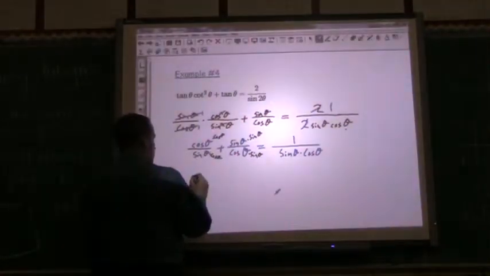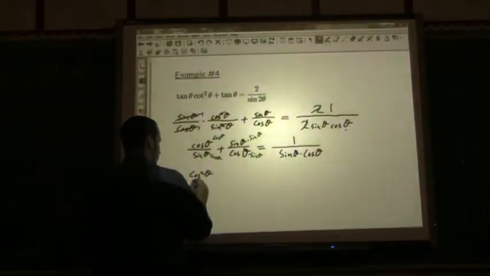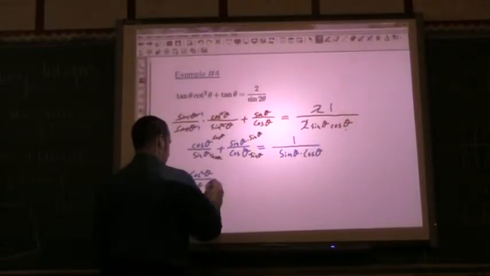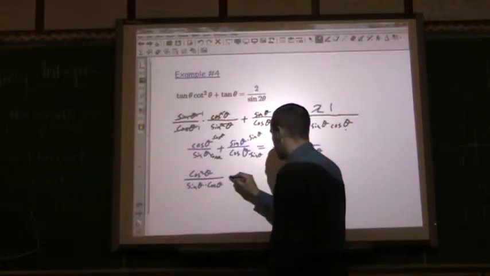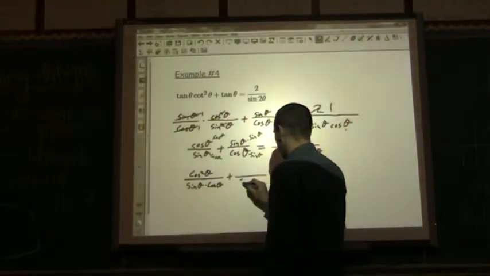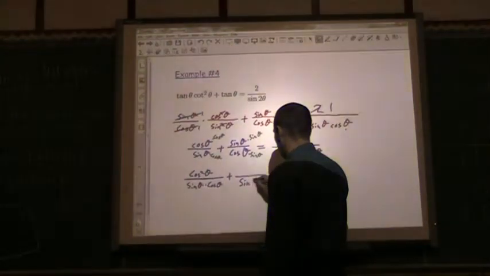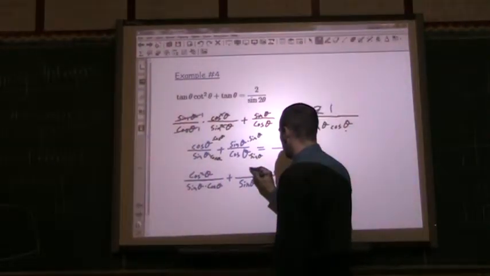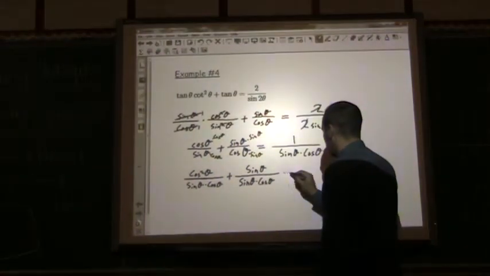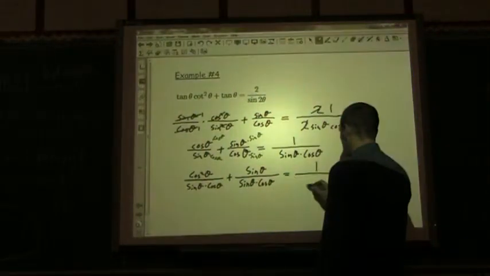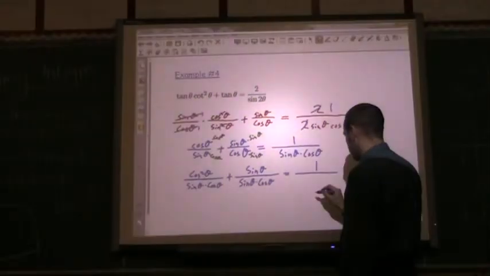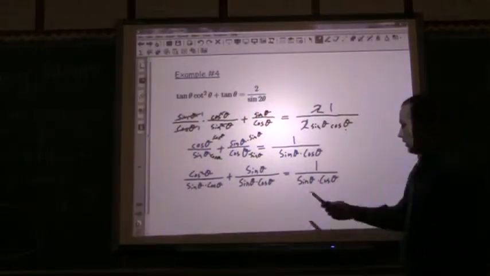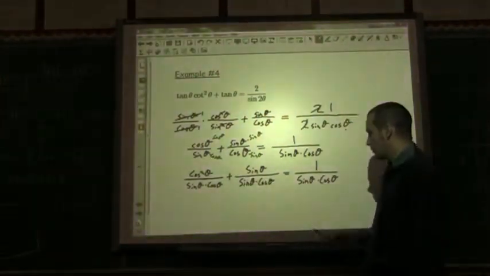So if I multiply cos by cos, I end up with cos squared theta over sine theta cos theta plus, common denominator again here, sine theta cos theta. And sine theta times sine theta leaves me with sine squared theta equals 1 over... Now that I have a common denominator, I can add them together.